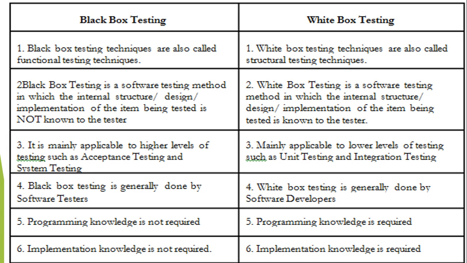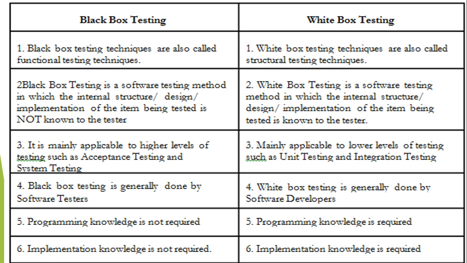Black box testing is a software testing method in which the internal structure, design, and implementation of the item being tested is not known to the tester. But white box testing is a software testing method in which the internal structure, design, or implementation of the item being tested is known to the tester. So that's also the difference.